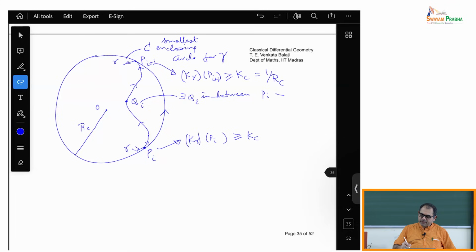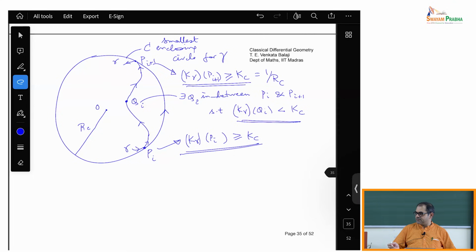in between Pi and Pi plus 1, such that if you take the sine curvature of gamma at Qi, the claim is that it is strictly less than K sub C. Okay, so basically the statement is that as you move, at Pi the sine curvature is greater than or equal to Kc, at Pi plus 1 also it is greater than or equal to Kc, somewhere in the middle it is going to be strictly less than Kc.